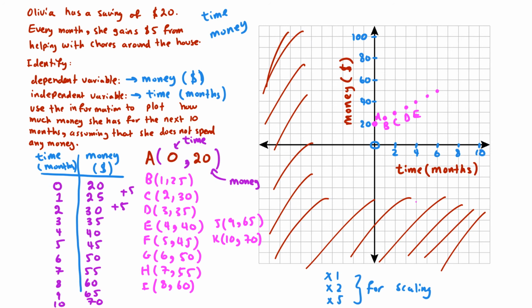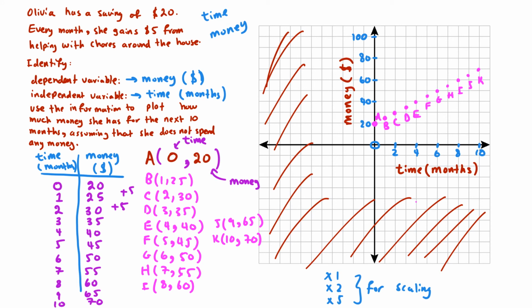Let's continue the pattern and then do a check on another point to make sure we are moving in the correct direction. So E, F, G, H, I, J, and K is our last point. Let's make sure that point K is properly located. We have month or time 10, so we're going to the right by 10, and the amount of money is 70, so that's 10, 20, 30, 40, 50, 60, and 70, which is exactly where the 70 is. So this is correct.